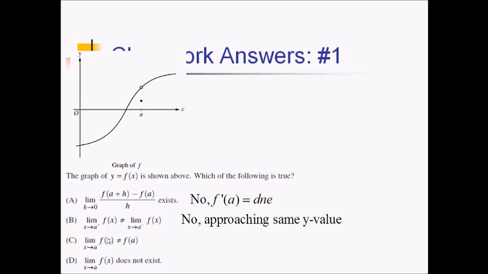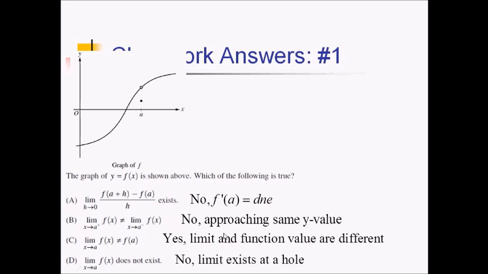Choice C, they're saying that the limit as you approach a and the function value at a do not match up, and that is true. We're approaching the hole here, but the function value itself is down here somewhere. So the limit and function value are different, meaning choice C is a good answer choice, but let's look at D just to be on the safe side. D, they're saying the limit does not exist, and that is false. The limit does exist at this hole. It's whatever this y value of the hole is. So that means choice C then.